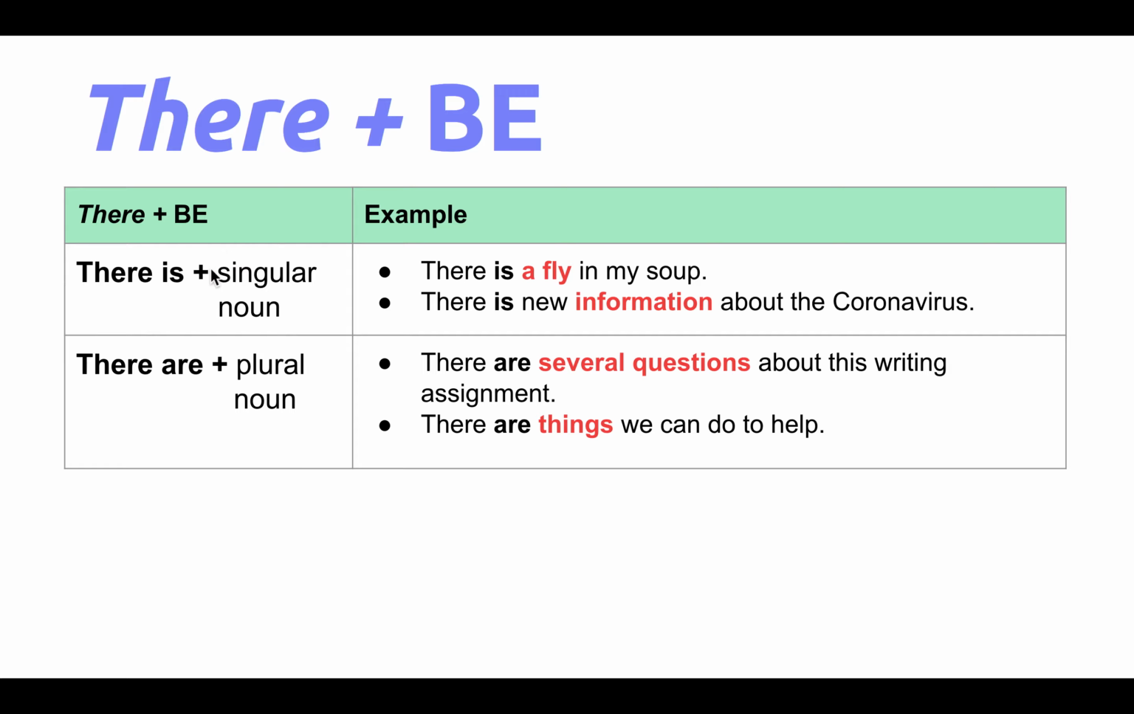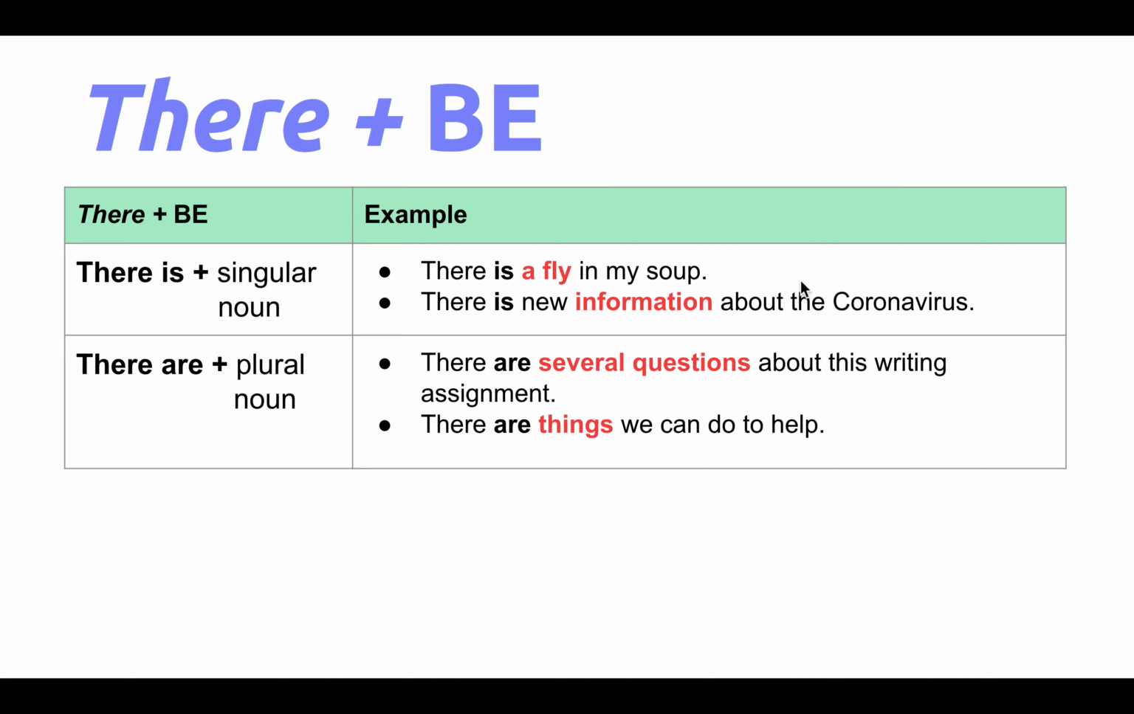If your subject is a singular noun, meaning one of something, or a non-countable noun too, we're going to use the form is. If your subject is a plural noun, meaning more than one, we're going to use a plural form of be, are, right?